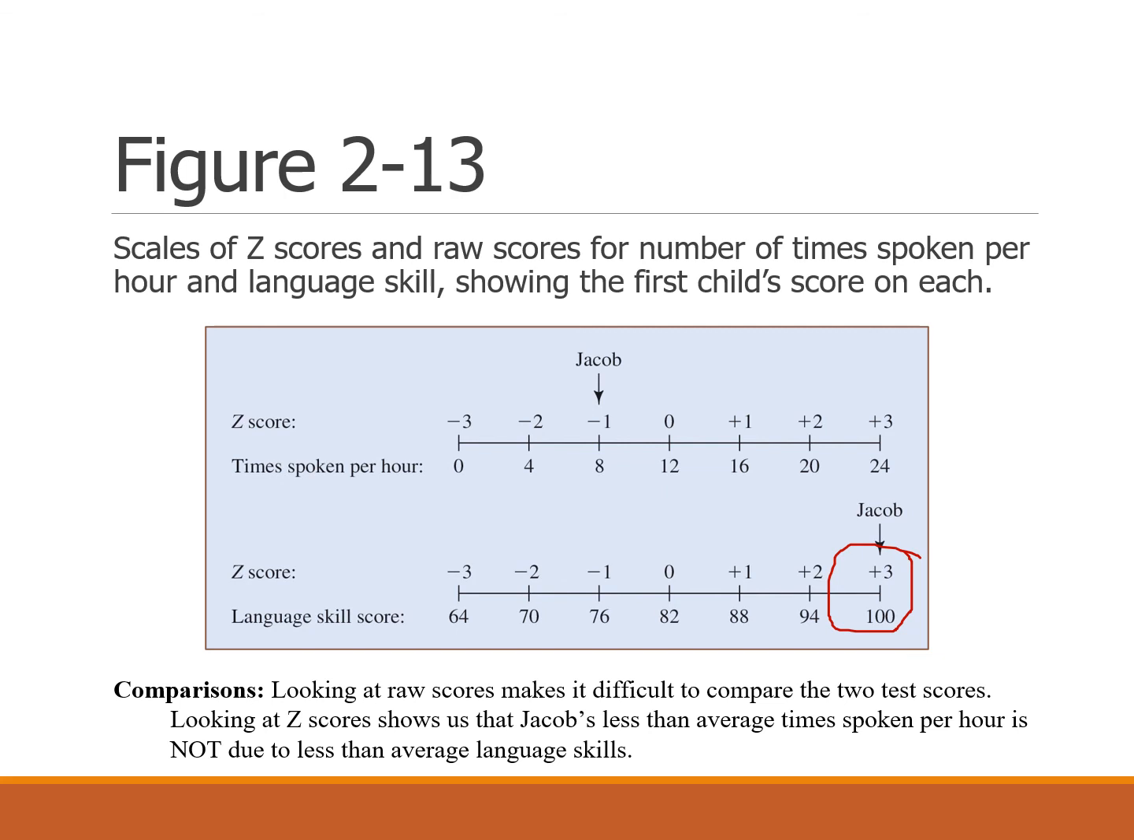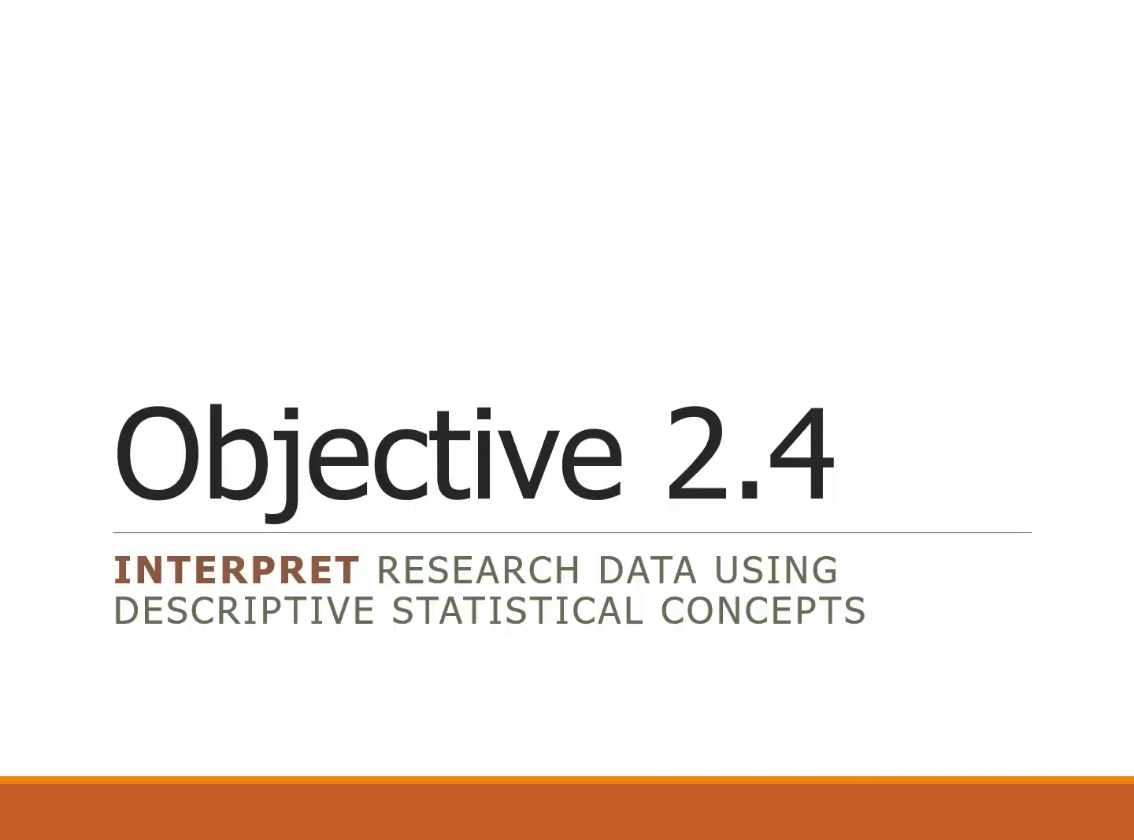We can assure the parents of Jacob that because he was reticent to speak, that he was not speaking very often in this testing situation, does not mean that he is poor in language skills. It could be that he might be a little shy. It could be that he is a little introverted. But now we have more information. But just telling them 8 and 100 doesn't give them the information. Z-scores are much more helpful.